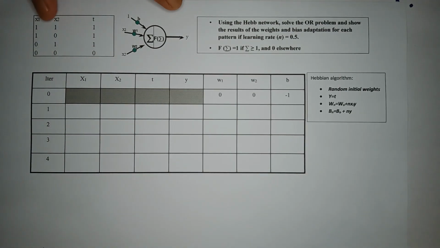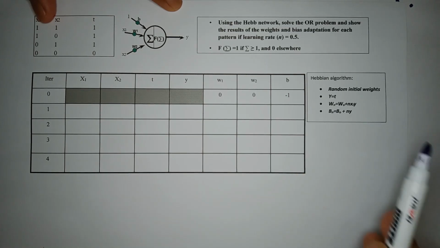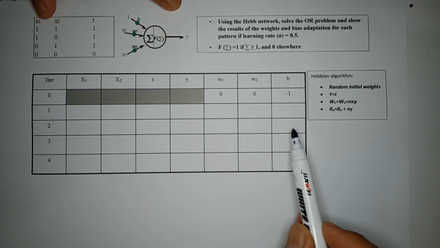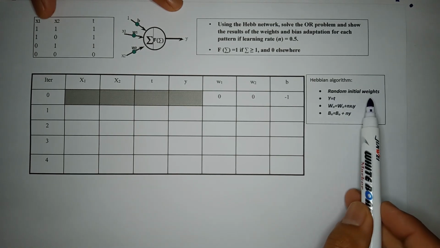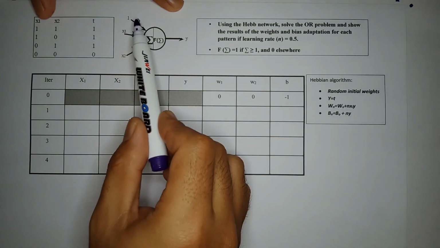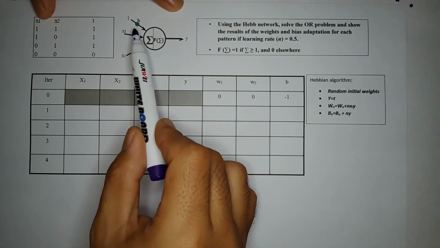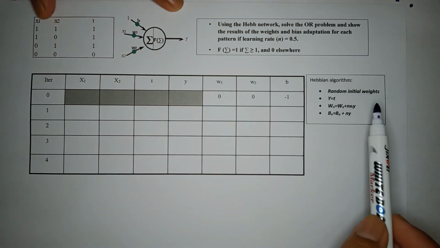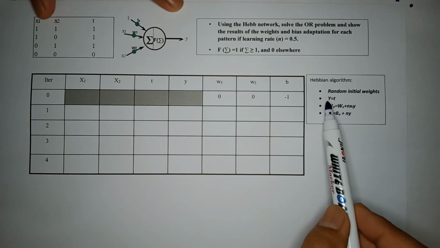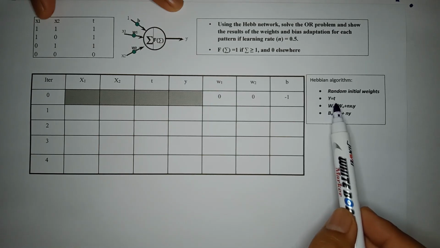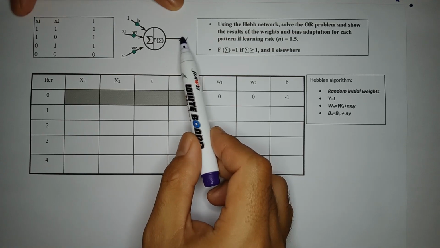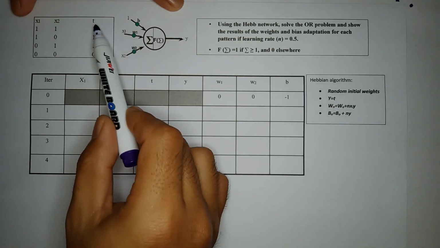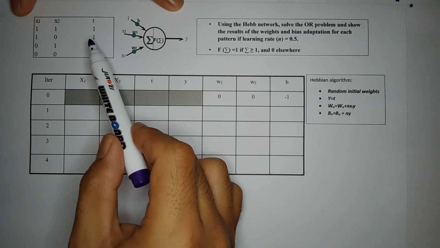For the Hebbian algorithm, the first step is to randomize the initial weights, meaning that we will give the initial values of W1, W2 and bias accordingly. The second step is y equal to t. In this case, y is the output from the neuron, whereas t is the target that we set in the samples.